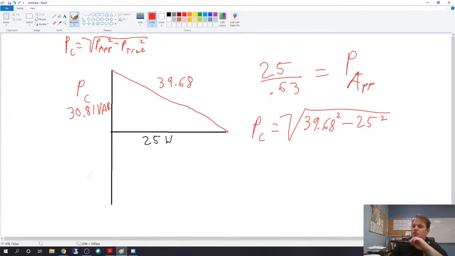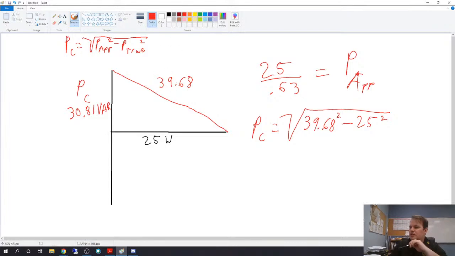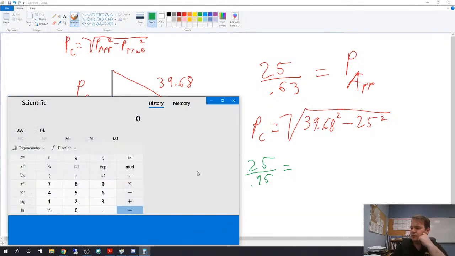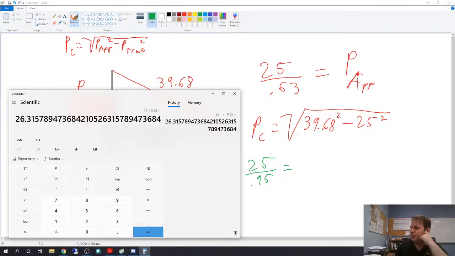So what would we need to make this 95%? What we have is 30.81. I'm going to use green as what we want to get. 25 divided by 0.95. This will be the apparent power at 95%. You'll see it's a lot closer to 25. It's 26.31.